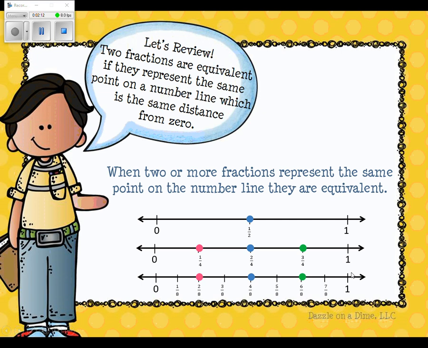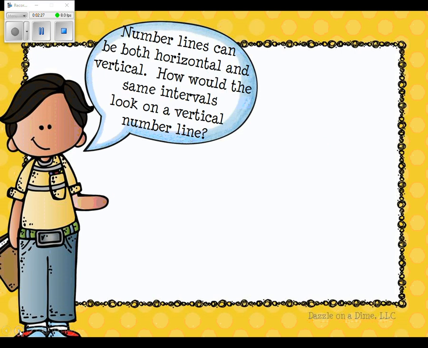And of course, anything equal to 1 is equivalent. So I can say that 1/2 and 2/4 and 4/8 are equal, 1/4 and 2/8 are equal, 3/4 and 6/8 are equal. Number lines we've learned can be horizontal and vertical.